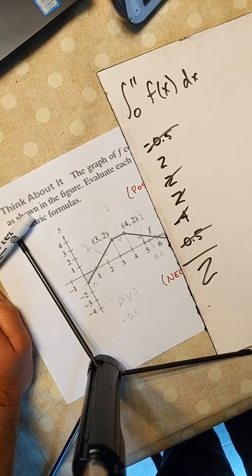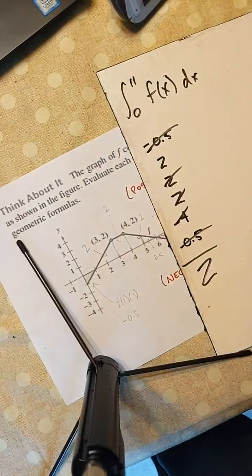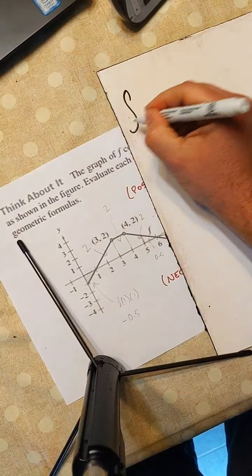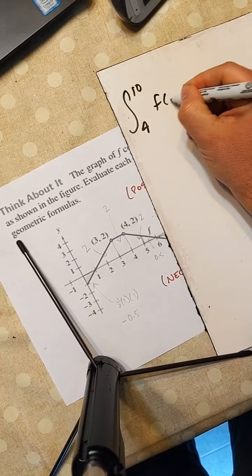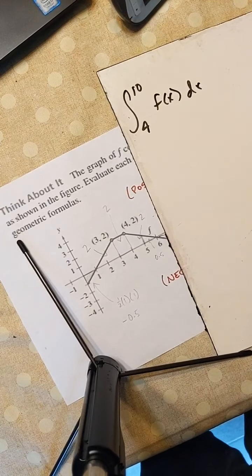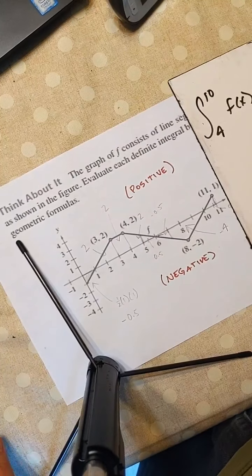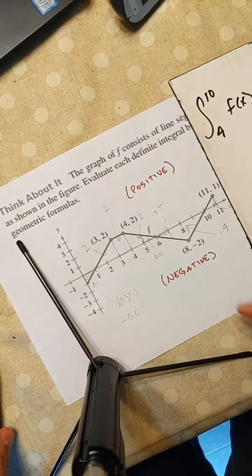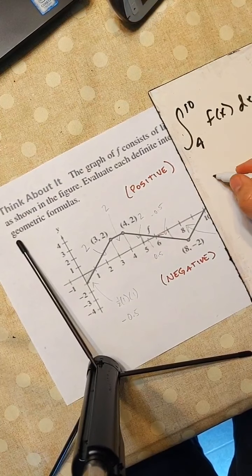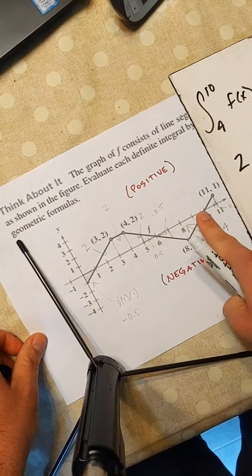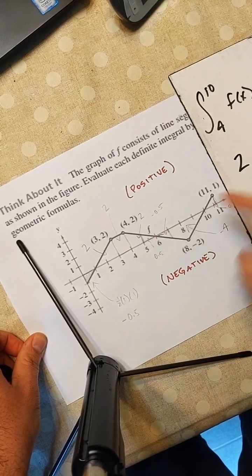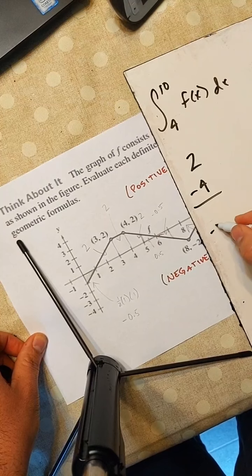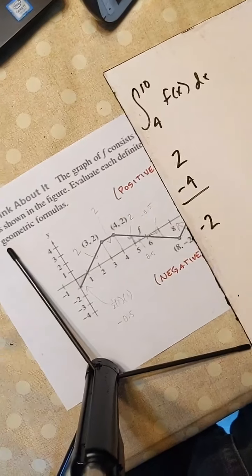And last question, what's the area from 4 to 10? Okay. So once again, we're just breaking this up into sections. Integral from 4 to 10 of f of x. It's one of the properties of an integral. You can always break it up. So let's look. From 4 to 6, we have an area of 2. All right, we're going to go to 10. And then we know from 6 to 10 is a negative 4. So 2 minus 4 is a negative 2 area.